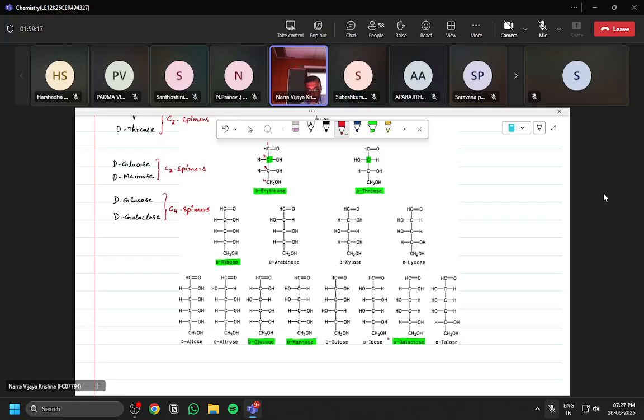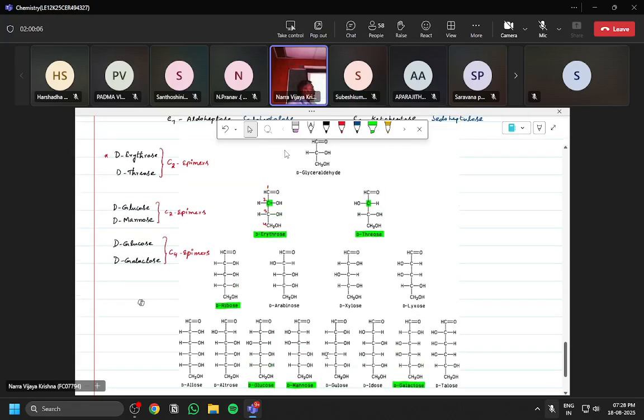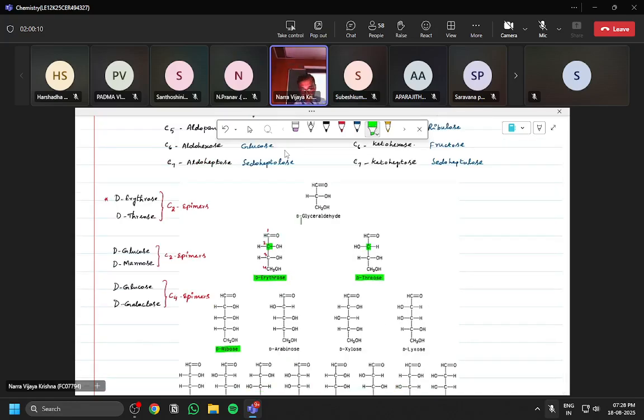Now, D-mannose and D-galactose. First carbon, second, third, fourth. Second has a difference, and fourth also has a difference. So they are not epimers at all. Reason: epimers means a difference in configuration at only one carbon. So we cannot bring any relation between them. Over. Any questions? So among hexoses, we need to remember these three only. Among pentoses, only one. Among tetroses, two. Among trioses, only one.